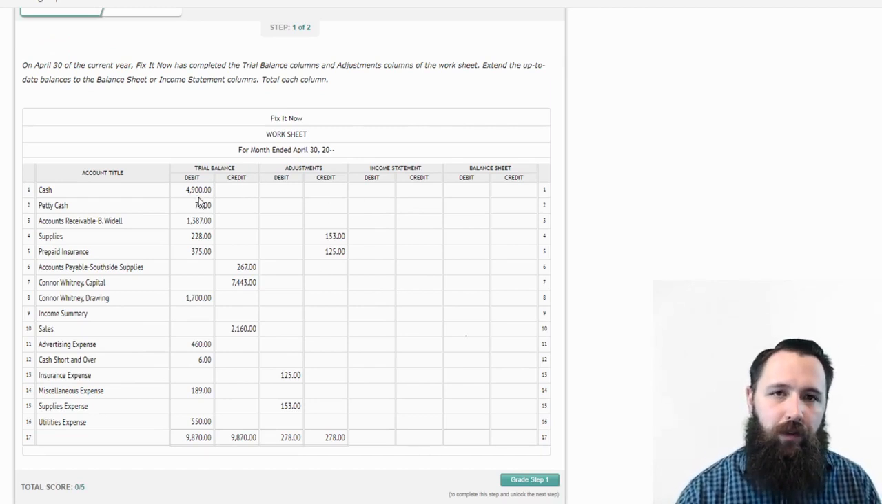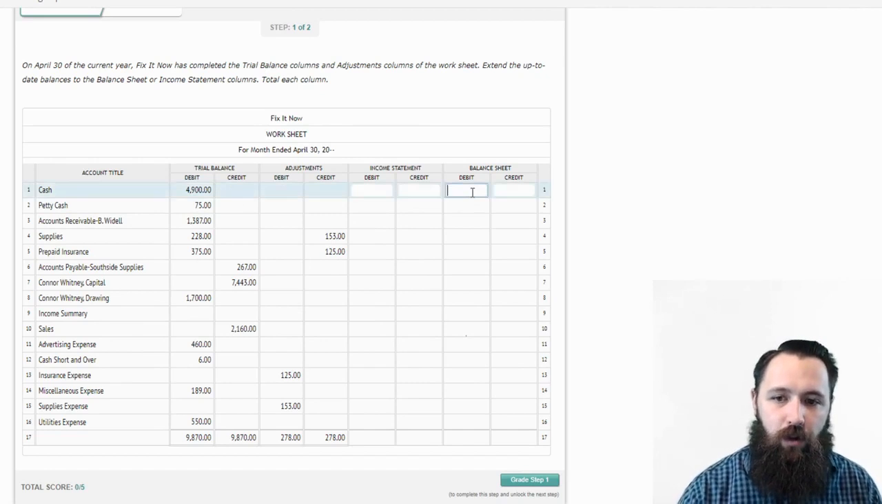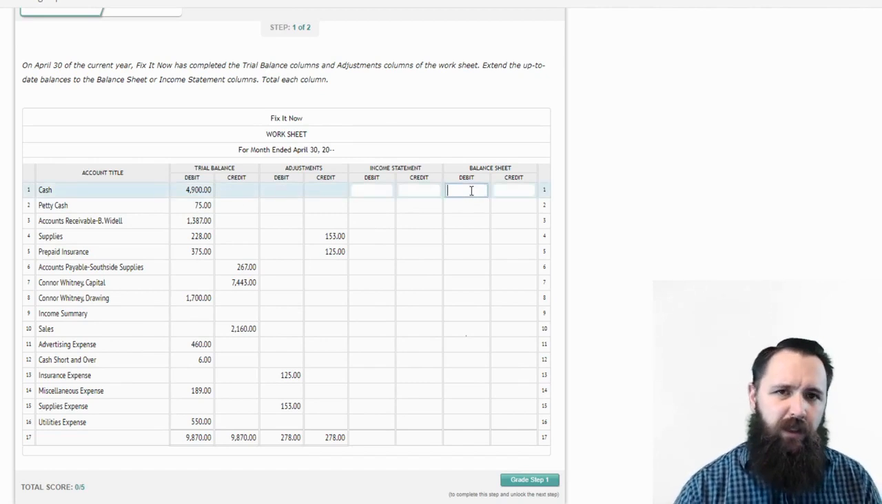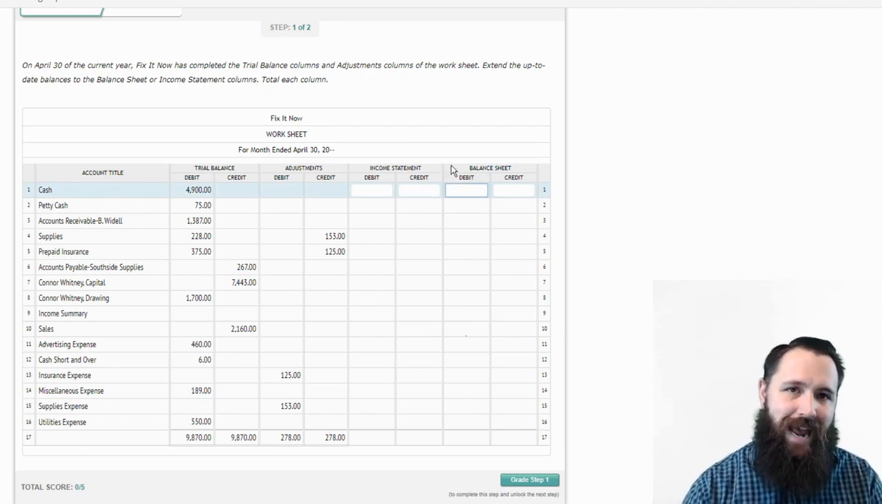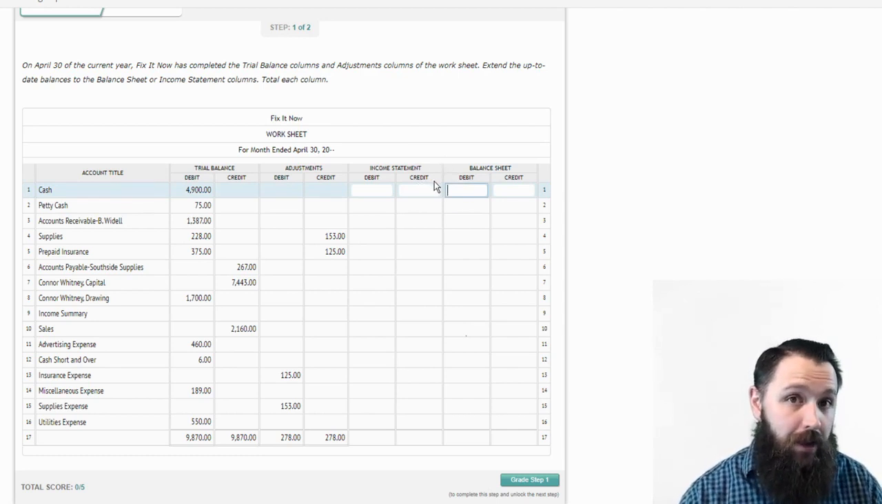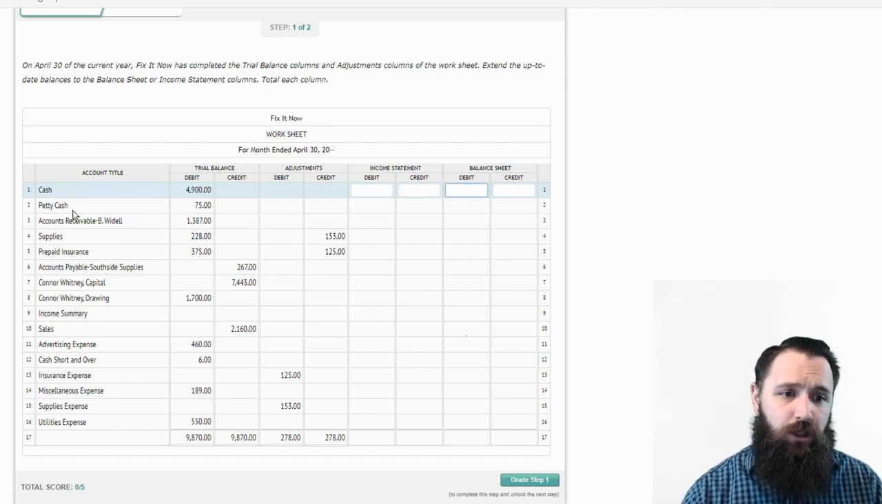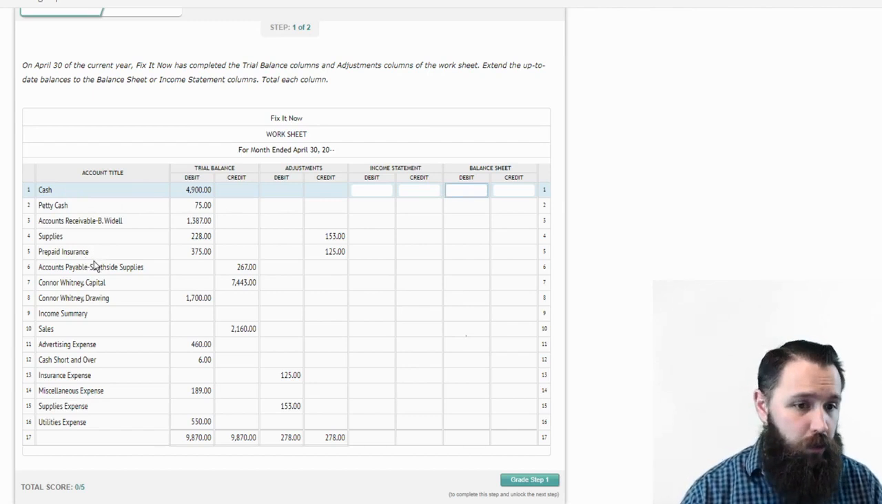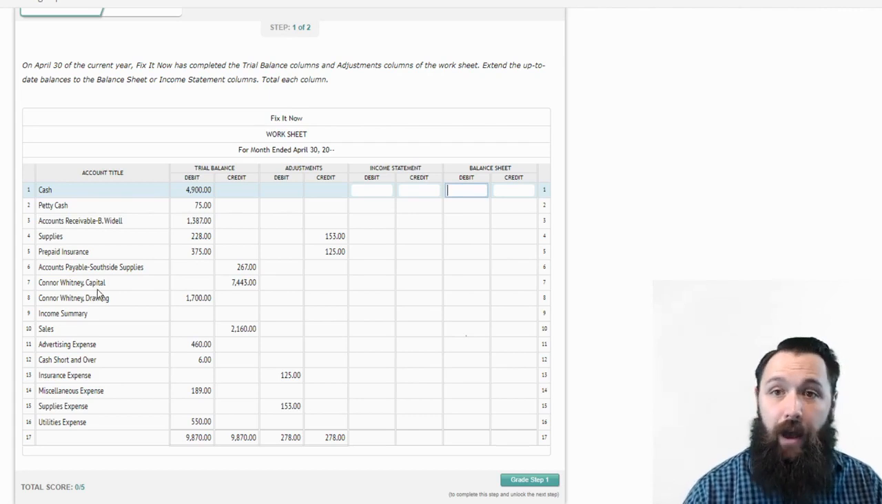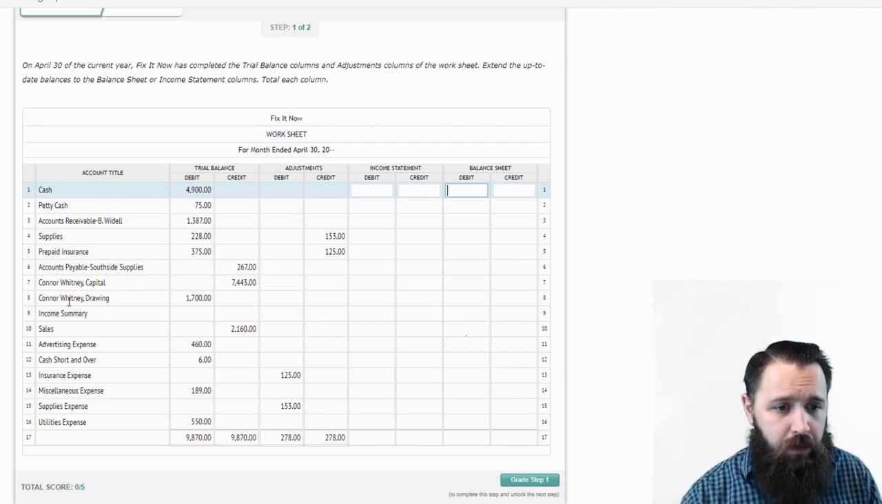Cash is what kind of an account? Well, it's an asset, so it's going to be extended over to our balance sheet. Let's go over that one more time. The balance sheet has assets, liabilities, and equity. So cash, petty cash, accounts receivable, supplies, and prepaid insurance are all assets. They're all going to be extended over to the balance sheet. Accounts payable is a liability. It's going on the balance sheet. Connor Whitney Capital and Connor Whitney Drawing are both equity accounts, so those are going on our balance sheet. So I know that all the way down to number 8 will all be on our balance sheet.